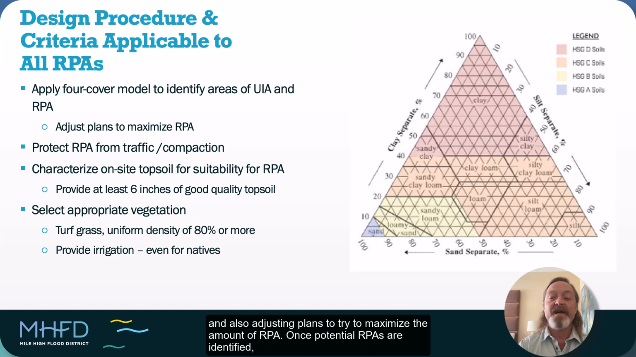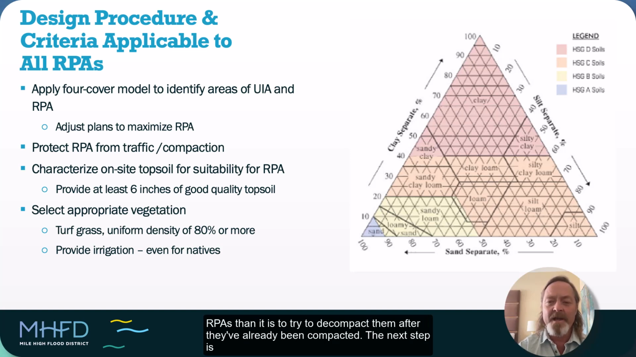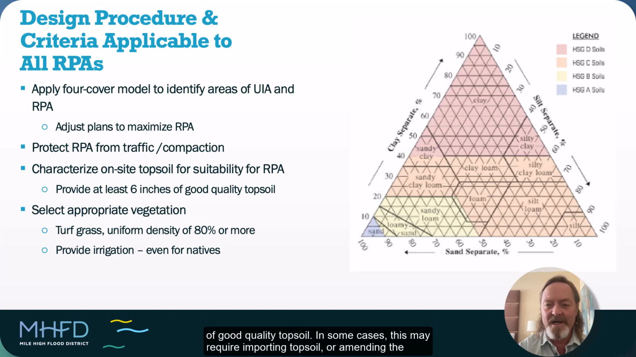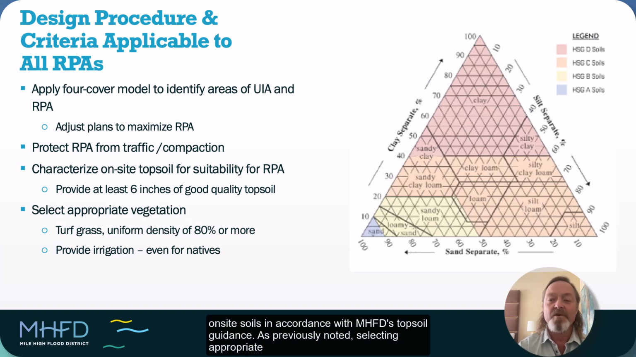Once potential RPAs are identified, they must be protected from traffic and other types of compaction. It's much better to avoid compacting RPAs than it is to try to decompact them after they've already been compacted. The next step is to characterize the on-site topsoil for suitability for the RPA. You need to provide at least 6 inches of good quality topsoil. In some cases, this may require importing topsoil or amending the on-site soils in accordance with MHFD's topsoil guidance.